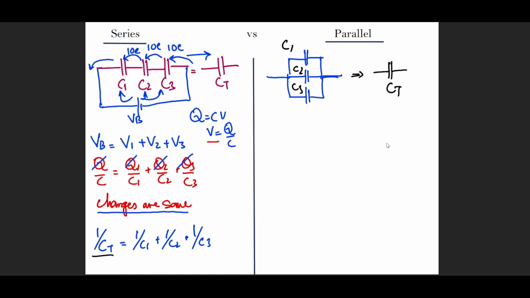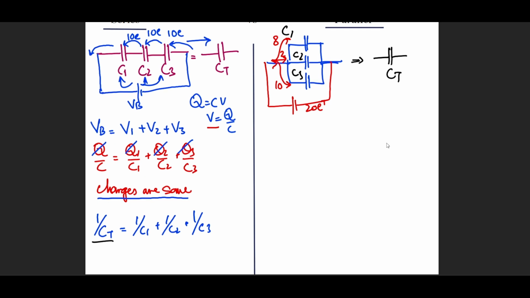How to do that? Since we know that in the parallel situation, the charge coming from the battery, let's say if this is the battery, is going to be divided among three capacitors, because the number of electrons can only be as much. If the battery can only provide 20 electrons, then there will be only 20 electrons. So it is possible that 8 of them go to this one, 2 of them go to this one, and 10 of them go to this one, right? So the charges are being distributed in this situation.